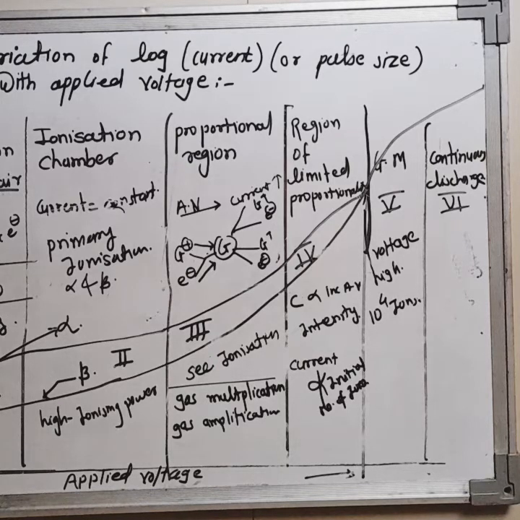In this case, what happens? The current increases almost independently of the initial number of ion pairs, and approaches the saturation value region. A device operating in this region is called a Geiger-Müller counter, or GM counter. Friends, the GM instrument is very useful to determine the radioactive nature of substances.